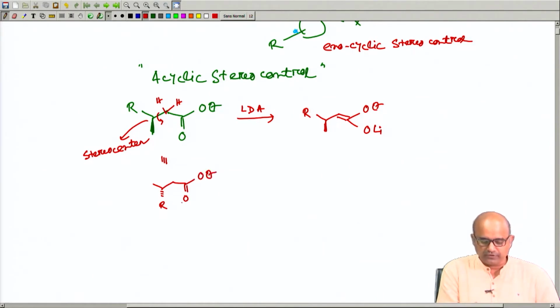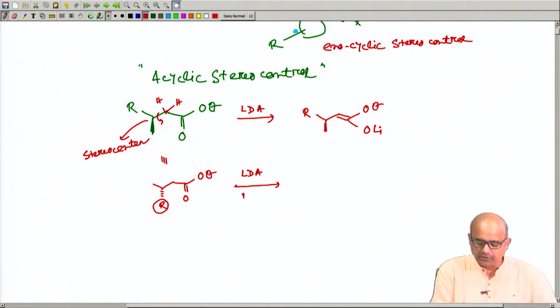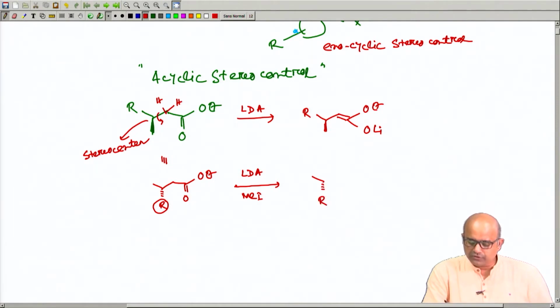Both the compounds are same because their absolute configuration is same. R I did not specify, but the nature of R is very important. Now, the more bulky the R is, now what you are trying to do? You add a base, similar base, and you add an electrophile like methyl iodide. Now, it basically means that your stereo controlling group blocks the below face of the enolate.